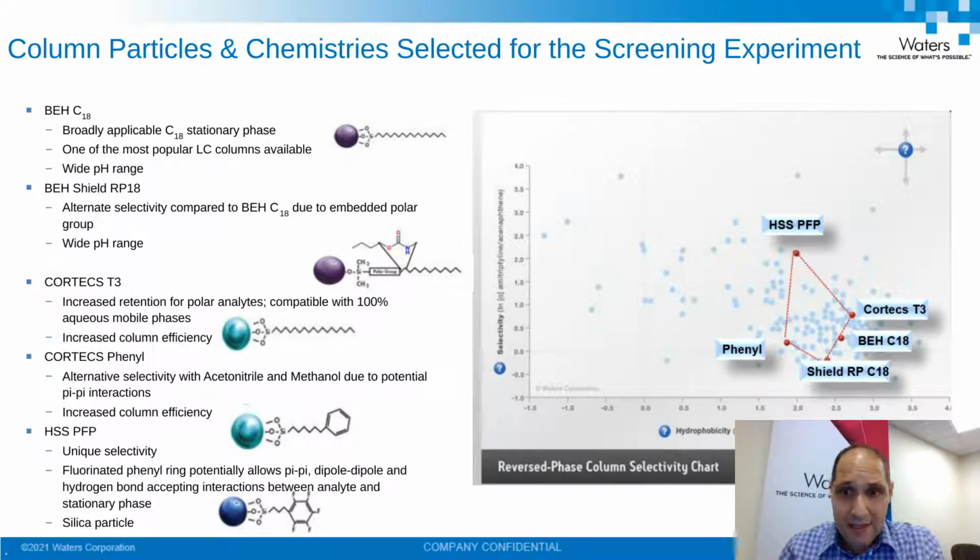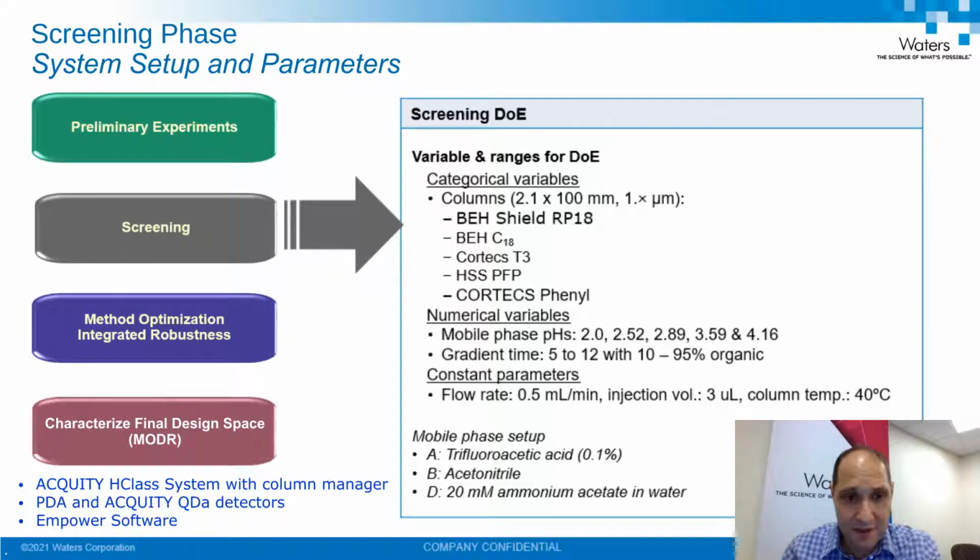It's important to note here that it's important to choose the right geometry of columns depending on the instrument you are using, and since we used an Acquity H-Class system, the appropriate geometry is 2.1 millimeter columns with sub-2 micrometer particles.